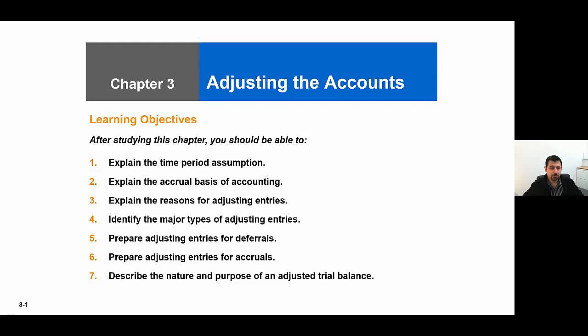Hi, in this chapter we will talk about the periodicity assumption or the time period assumption, and we will also discuss the accrual basis of accounting and the cash basis of accounting and see the difference. We will also learn about adjusting entries and the major types of adjusting entries, mainly deferrals and accruals, and at the end we will prepare a trial balance and an adjusted trial balance, which is usually used in order to prepare financial statements.